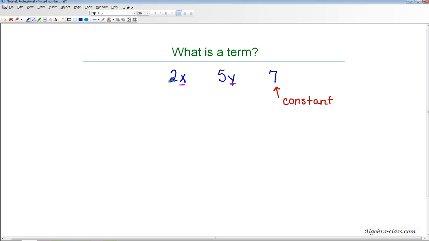So these two terms, this means 2 times x. When there's no multiplication symbol or no addition or subtraction or division sign, when there's nothing there, it's assumed to be multiplication. So this means 2 times x. Now the 2 does have a special name. The number that you multiply by a variable is called its coefficient. So the 2 and the 5 are coefficients because they are the numbers that we multiply by the variable.